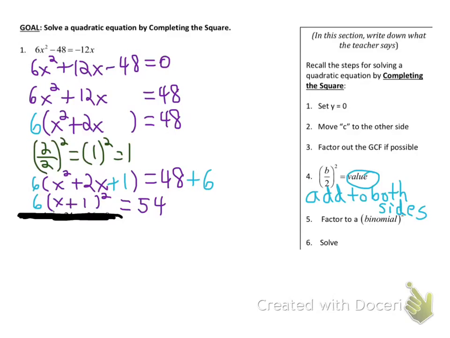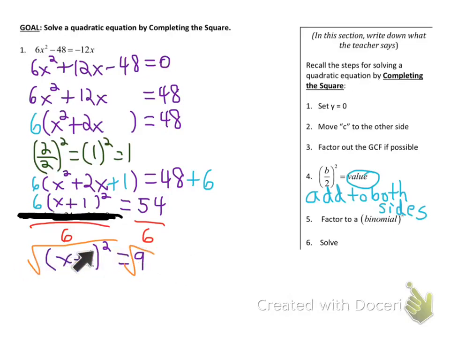Last step is to solve. So what I'm going to do now is divide both sides by 6. That'll cancel out the 6's and give me x plus 1 quantity squared equals 9. The next step would be to do the opposite of squaring, which is taking the square root of both sides. Remember that when you square root something that's squared, they're opposite operations, so they'll cancel out. When you take the square root of a number, you get a positive and a negative answer. So this becomes x plus 1 equals plus or minus 3.